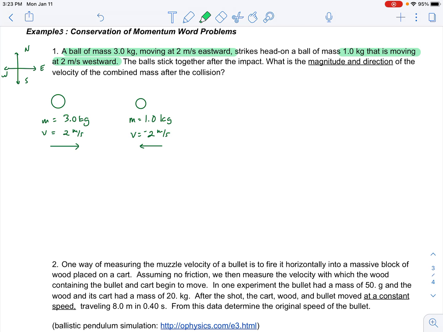So I've drawn pictures of the 3 kilogram ball moving to the east, to the right, and the 1 kilogram ball moving to the west. I had to make that a negative 2 meters per second because it's going in the opposite direction. The balls stick together after the impact, so essentially now they have a combined mass of 4 kilograms. What is the magnitude and direction of the velocity of the combined mass after the collision?